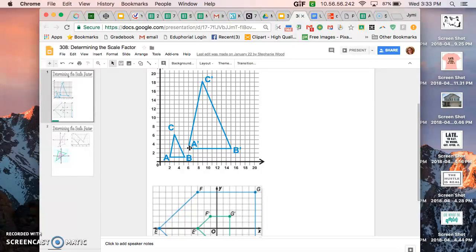So if we have (2, 1), 2 times 3 is 6, 1 times 3 is 3, so I'm increasing by a scale factor of 3 here.